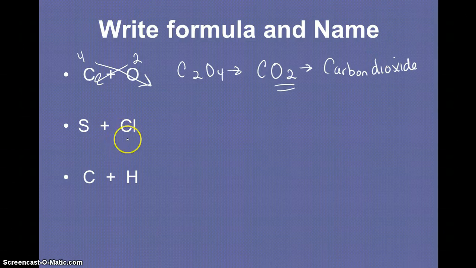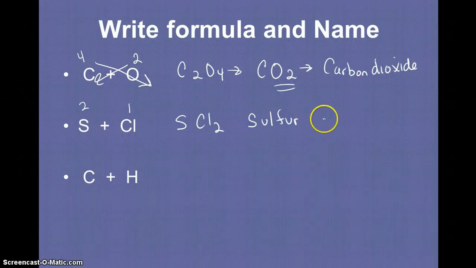Sulfur plus chlorine. Sulfur has an oxidation state of 2. Chlorine 1, they switch, so I will have SCl2. I would write that. Sulfur dichloride. 2 chlorine, 1 sulfur.